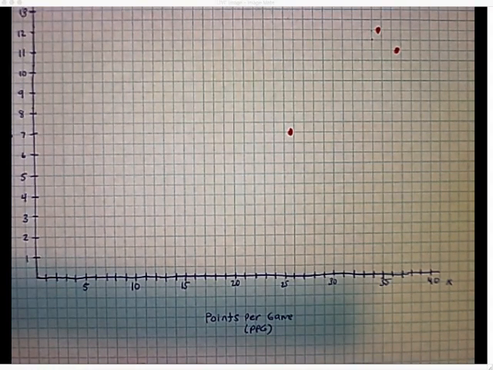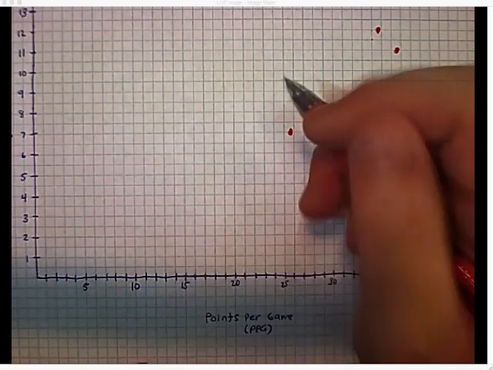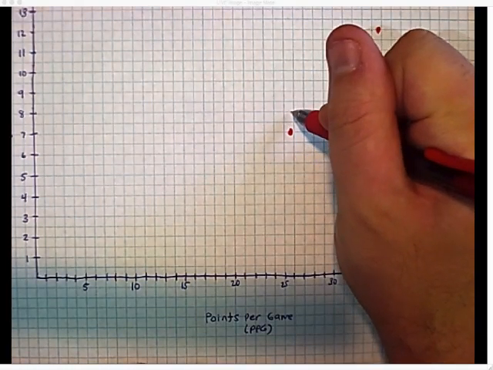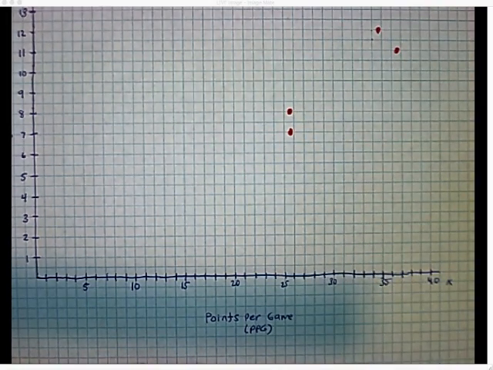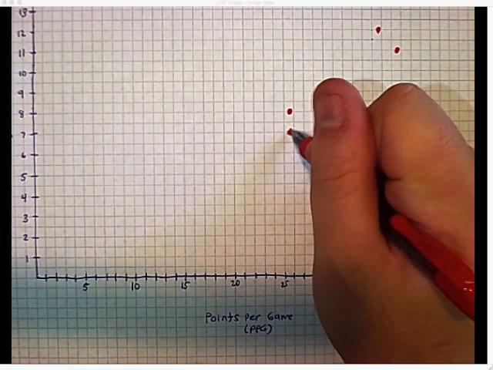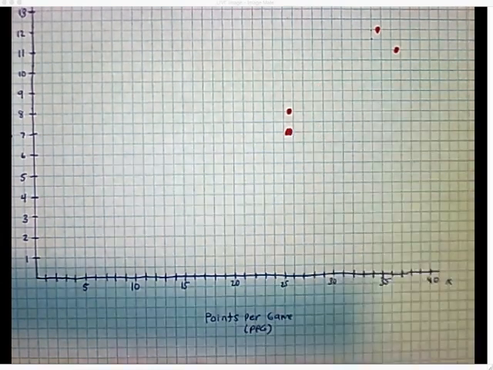Florida, 25.5. And whoops, I think I messed that up. Auburn had 25.7 and 8 wins, sorry. So that should have gone here. All right, so that's 25.7 and 8 wins. Florida had 25.5 and 7 wins. So I'm just going to move this dot a little bit further over.